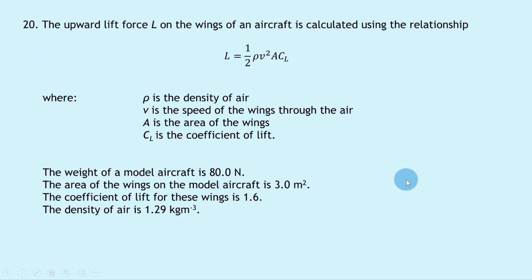Well, remember the strategy for these kind of questions is simply just to use the equation we're given and plug in all the values that you're given. So we're trying to find the speed v, which is given in terms of v squared. So let's plug in all the other values that we know from the question and then rearrange for v squared, and then we'll have to take a square root in order to find what v is. So firstly, notice that we're given the weight of the model aircraft is 80.0 newtons, but we don't have weight in our expression here. We actually have a lift L.